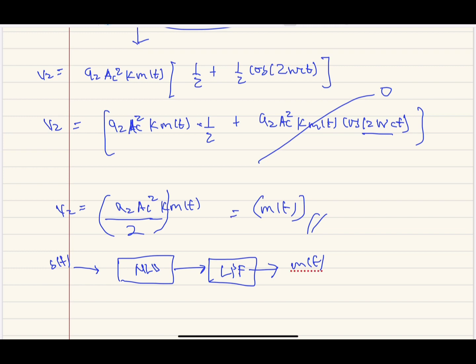So in my next tutorial, I'm going to use the switching method to show you how you can use it to demodulate a modulated signal.